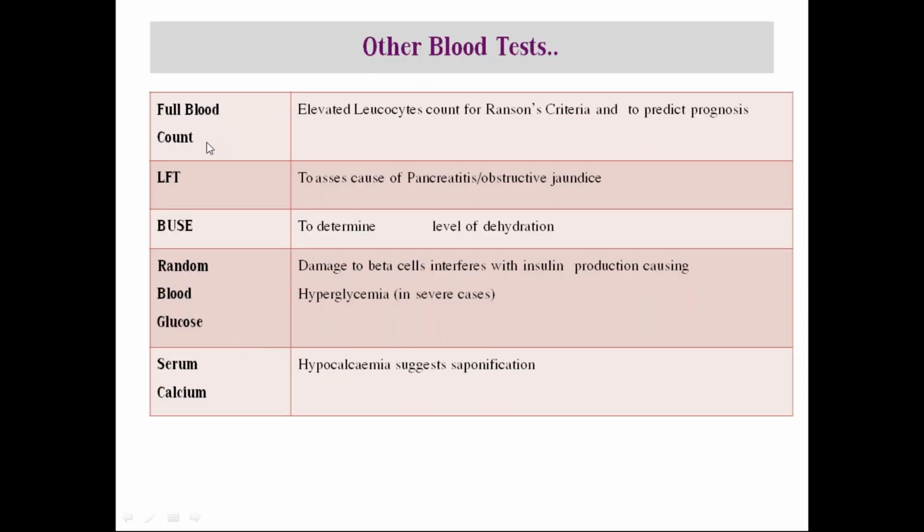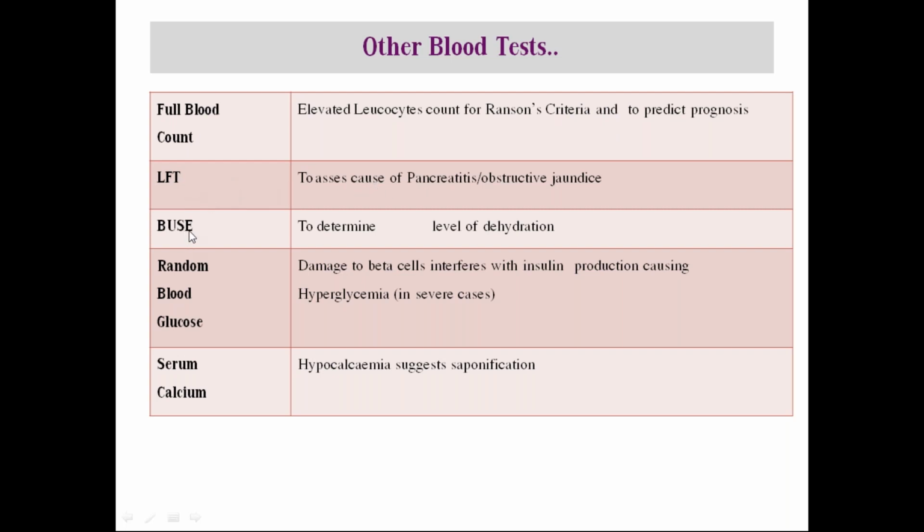So other blood tests you need to do are full blood count, LFT, blood urea nitrogen, random blood sugar, and serum calcium. In the full blood count, in case of a secondary infection, there would be a rise in WBC levels. So elevated leukocytes are a component of Ranson's criteria to predict prognosis. LFT is to find the cause of pancreatitis, or cholangitis.